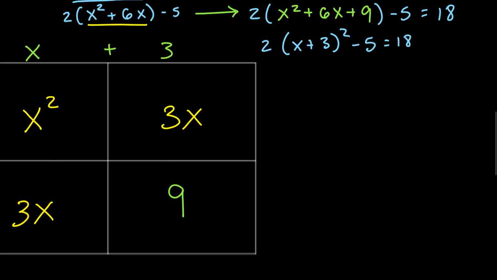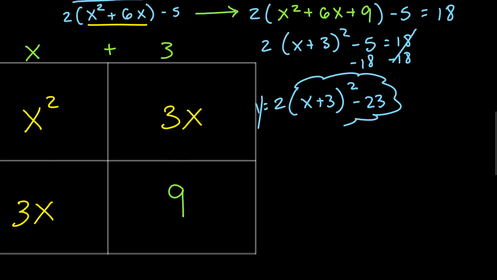And what's my last and final step? Subtract 18 over. It just stays there. 2 times x plus 3 squared. And what's negative 5 minus 18? And I'm done.